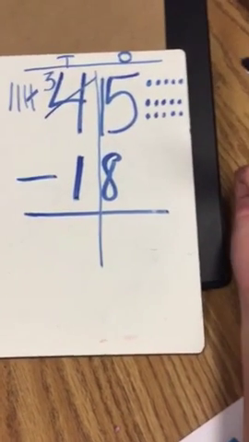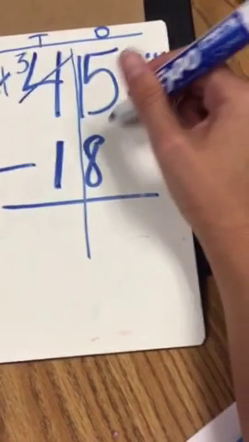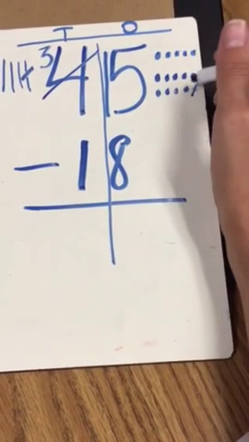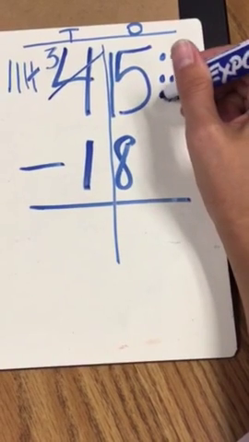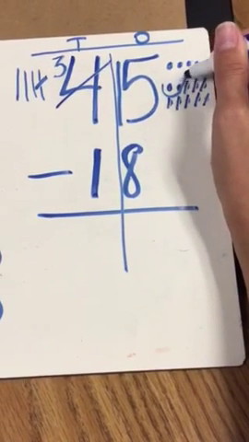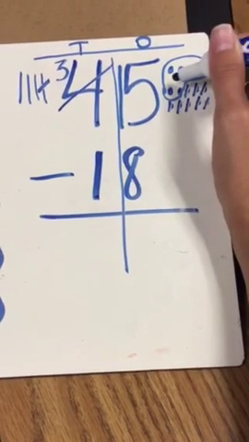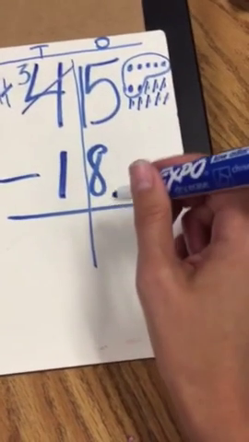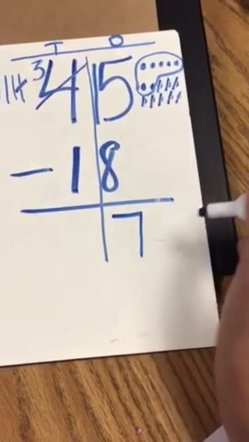Do I have enough to subtract? Yes. So we're going to take away 8. So we're going to take away 1, 2, 3, 4, 5, 6, 7, 8. And then we look to see how many are remaining. And we have 7 remaining, so 7.